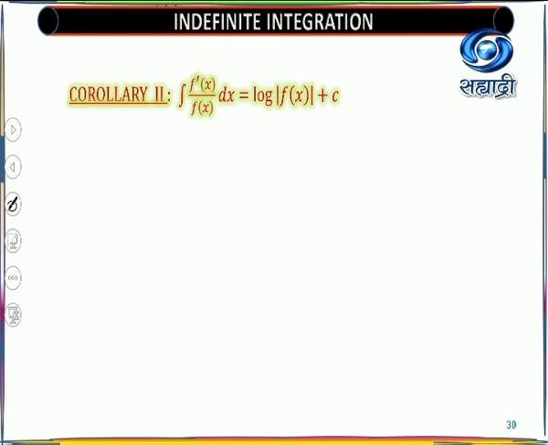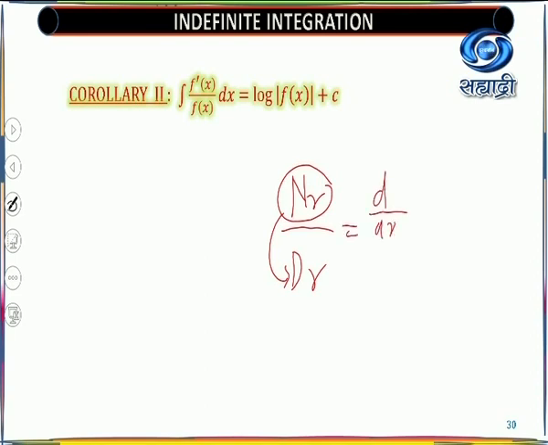Okay, now we are here for corollary 2. What is corollary 2? That is integral of f dash of x upon f(x) dx is log of mod of f(x) plus constant of integration. What type of corollary is this? Every time when a numerator upon denominator is given, try to think whether the numerator is the derivative of the denominator. So this is like derivative of denominator upon denominator. Then for this type of examples, immediately you will get the value of log.